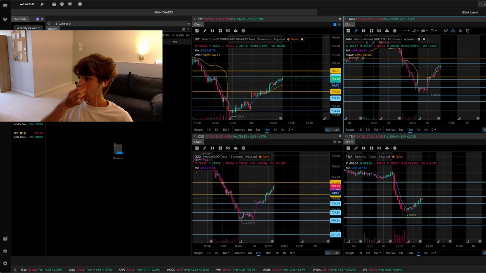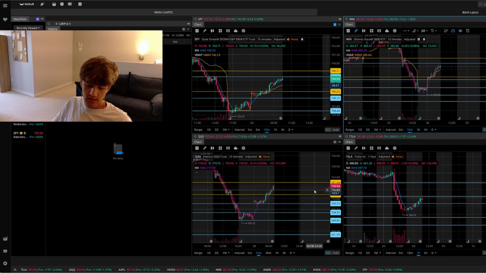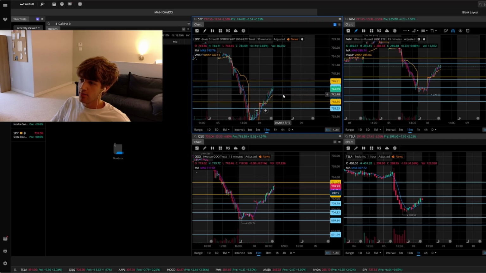Okay, so here we're gonna have the charts. Right now what I have in front of me is the SPY, IWM, and QQQ. Market opens in 4 minutes right now. I've already set up all my levels. So these levels are where I'll look when price gets there.